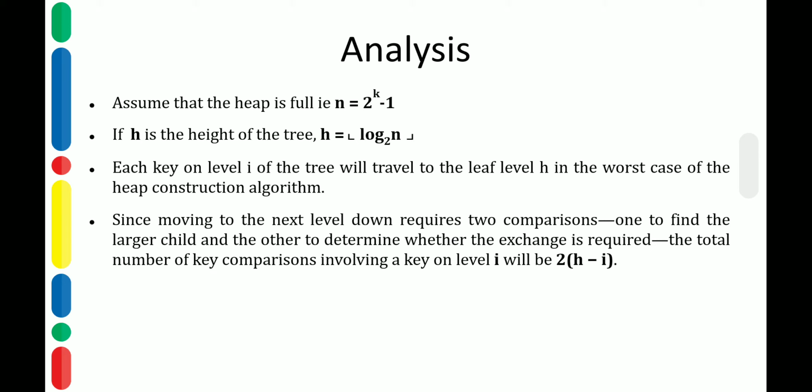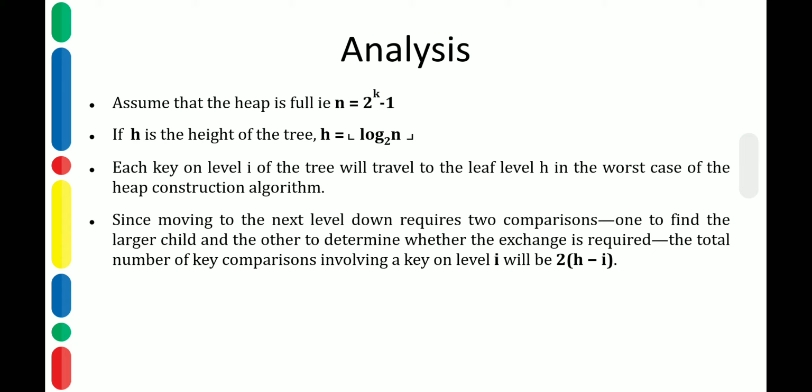Let's look at the analysis part of it. Let's assume that the heap is full, which means that at every level all the nodes are available, no node is missing. In that case, n will be equal to 2 power k minus 1, where k is the number of levels. If there are 3 levels, then we will have 7 nodes: 1 node in the first level, 2 nodes in the second, and 4 nodes in the third level, totally 7 nodes. And if h is the height of the tree, we know that the height of a binary tree will be log n to the base 2.